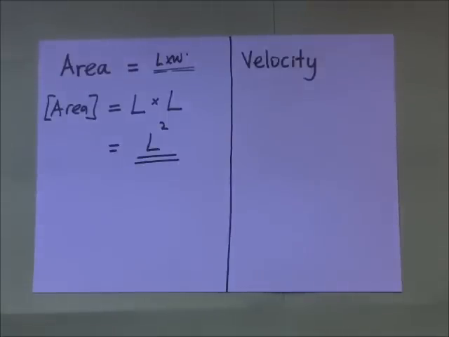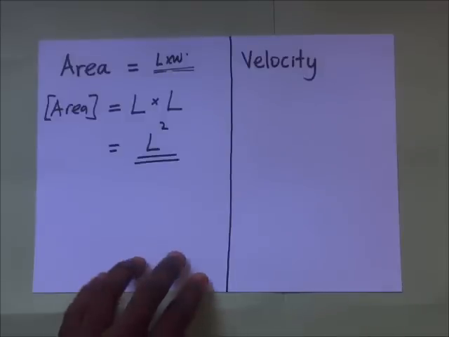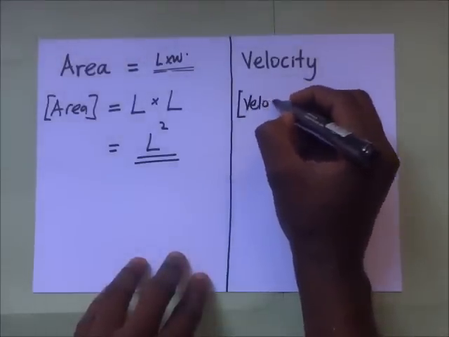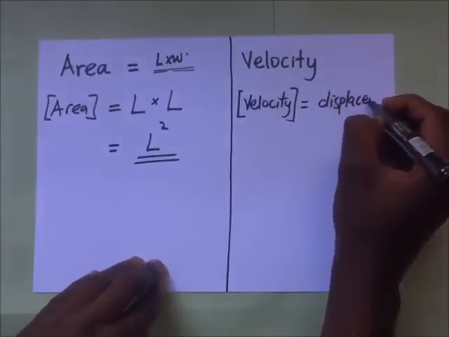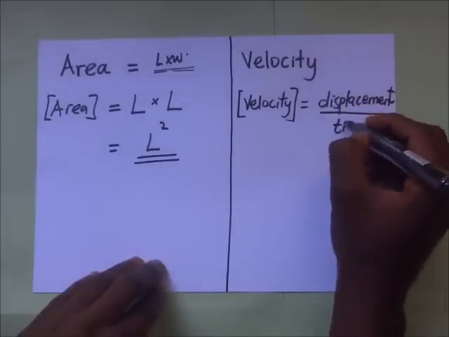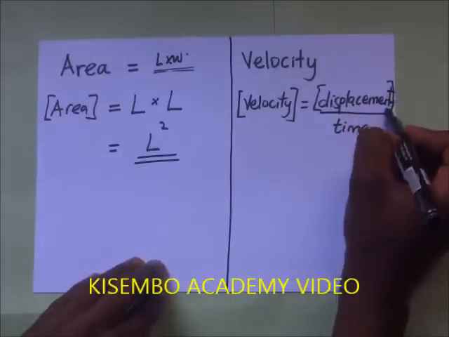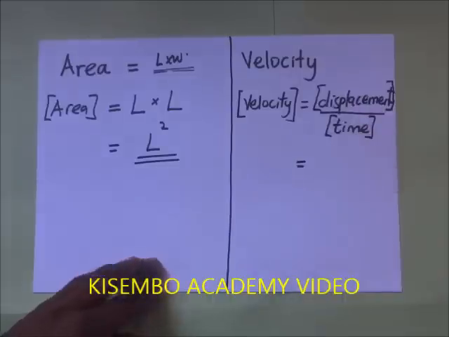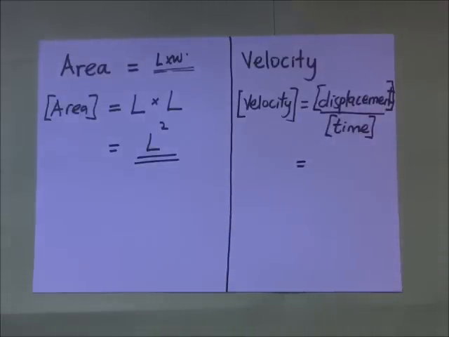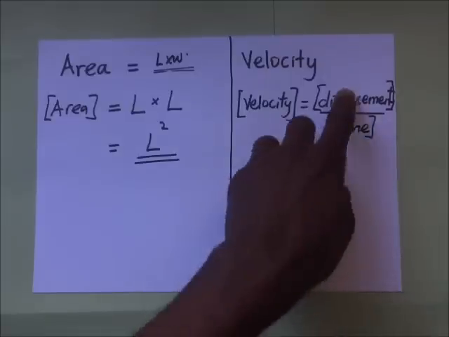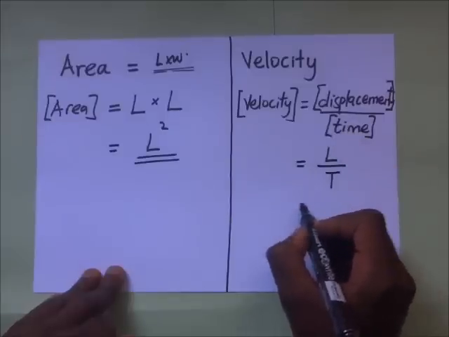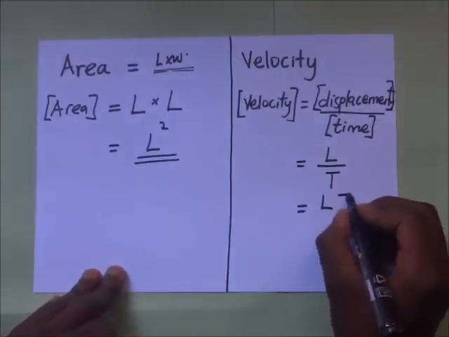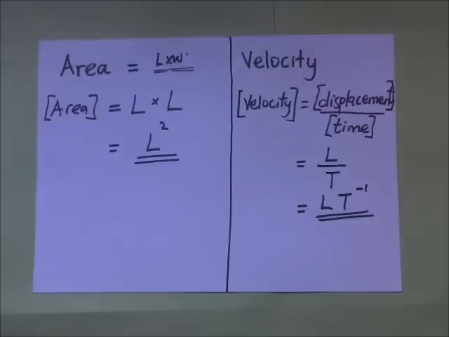Let's get to velocity. Now, we all know that velocity is the rate of change of displacement. So, looking for the dimensions of velocity, it is going to be equal to displacement divided by time. So, we look for the dimensions of displacement, and what are the dimensions of time? Now displacement is actually a length. According to the three fundamental quantities of mass, length, and time, displacement is a length. So this is going to be L, divided by the time. This is a basic quantity, which is T. So it means that the dimensions of velocity are L T to the power -1. Those are the dimensions for velocity.